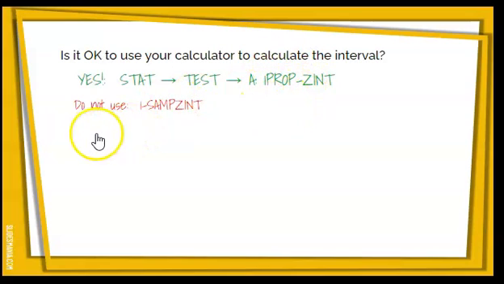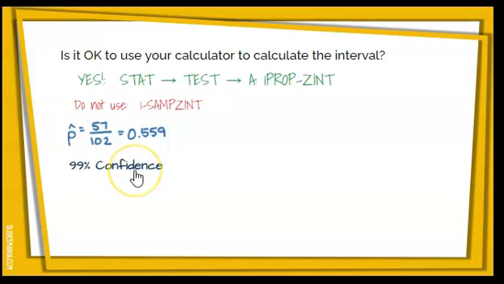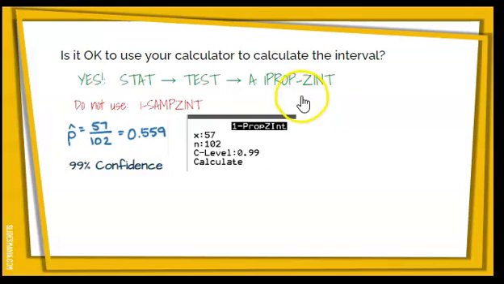Well, I'm going to go back to one of the examples in the previous videos. We had a p-hat value of 57 out of 102. Those were pennies. And it was a 99% confidence interval. So you need this information before you know what to put in the calculator. So when you go to 1 prop Z interval, here's what the prompts will look like.